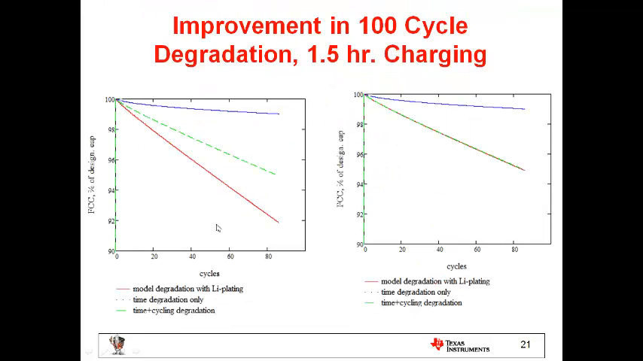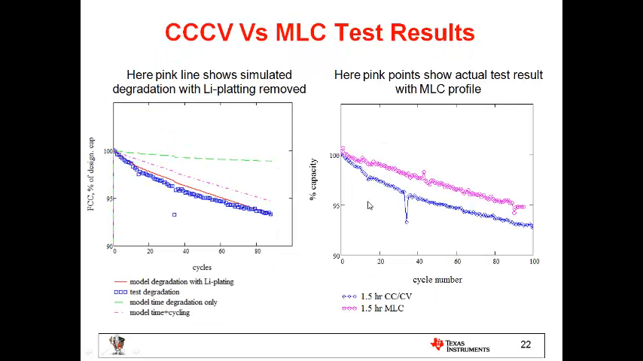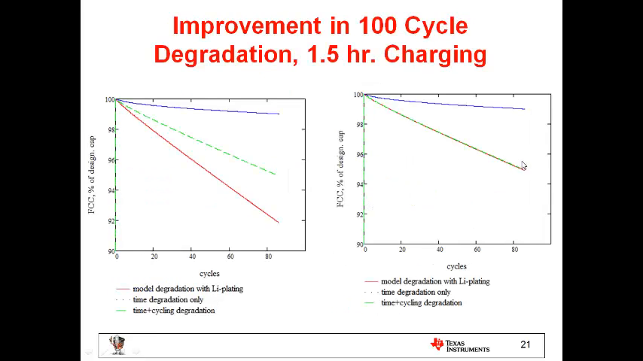So here is the normal CCCV cycling. Time-based degradation remains the same between CCCV and MLC. But the cycling degradation, that's where you see a big effect. The green line corresponds to the case without lithium plating in the modeling, where we basically turn it off, and the red case with lithium plating. But with MLC, it doesn't matter if you turn on or turn off the lithium plating, because the profile itself eliminates it. So you can see that the cycling degradation data coincides with the same as without lithium plating.